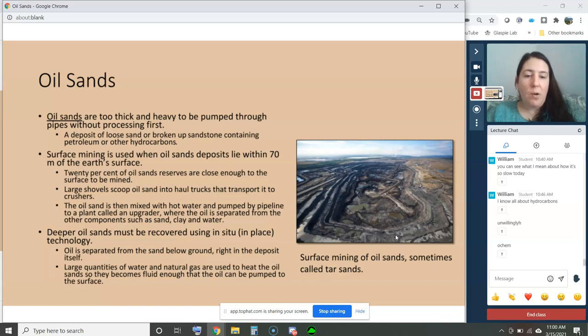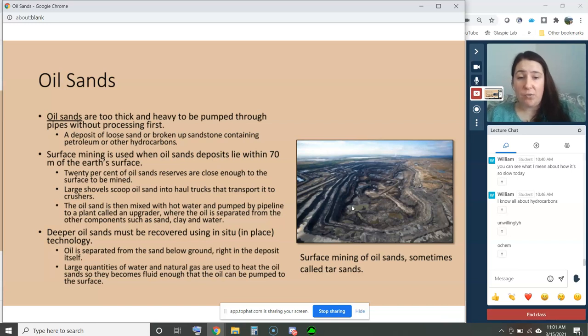When you have oil sands near the surface, like within 70 meters of the Earth's surface, you can use surface mining. This is a picture of a surface mine of oil sands, which sometimes are called tar sands. About 20% of oil sand reserves are close enough to the surface to be mined.